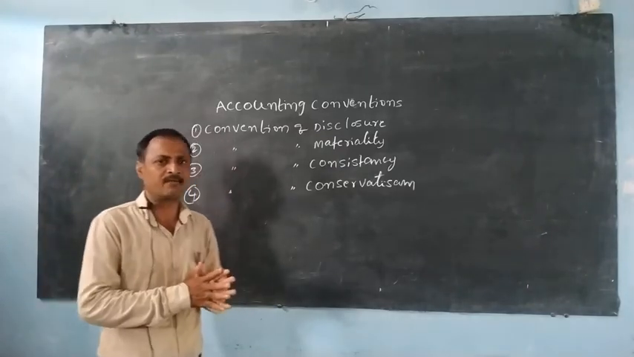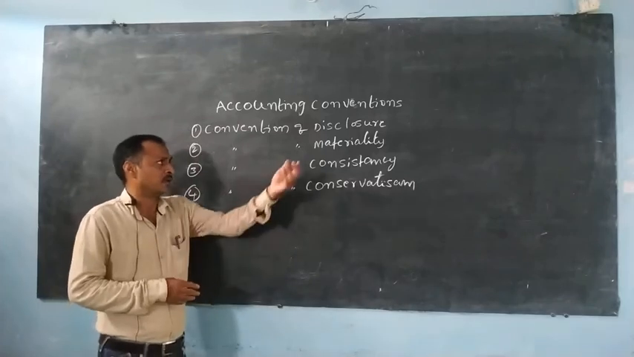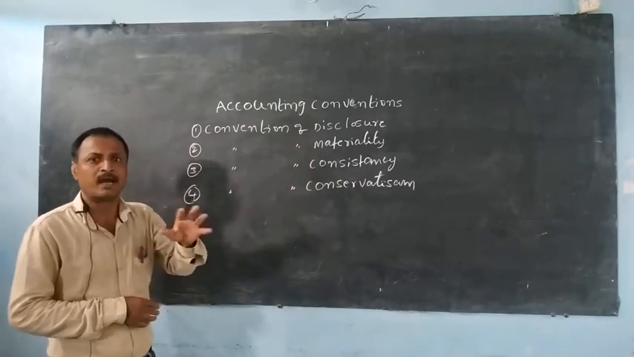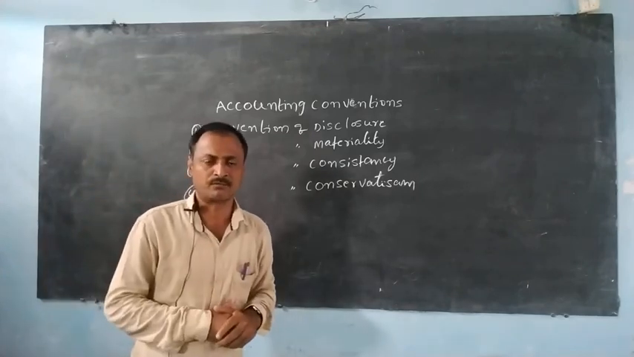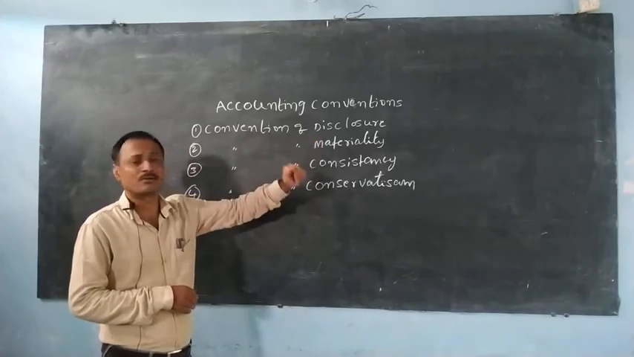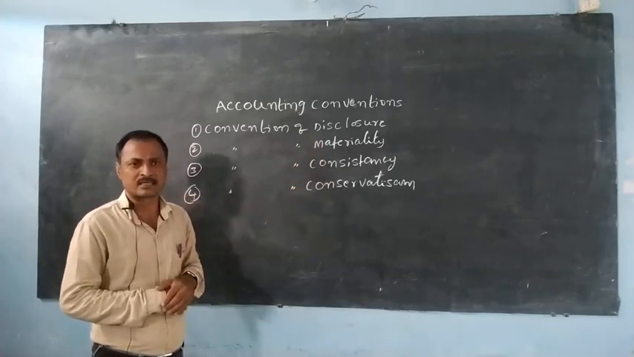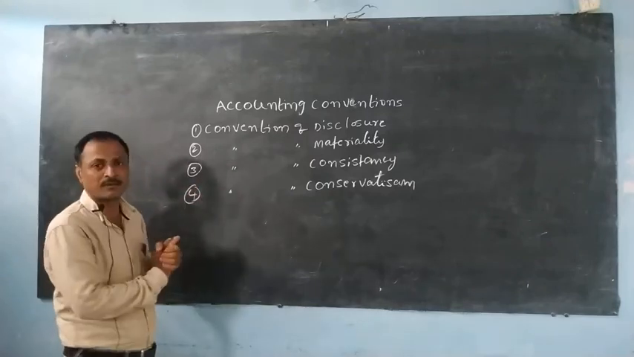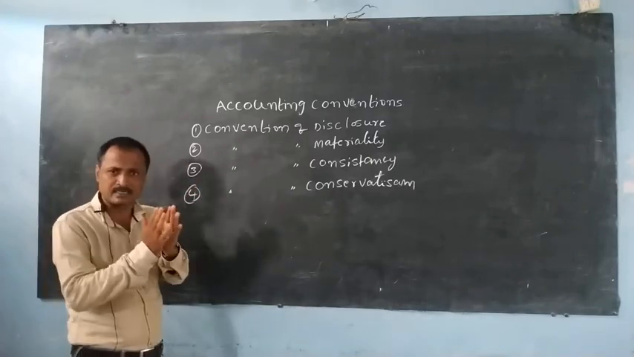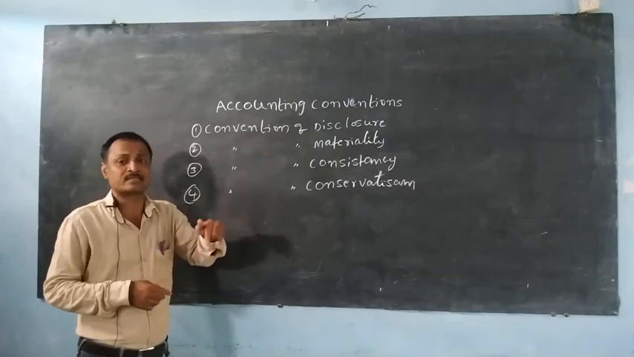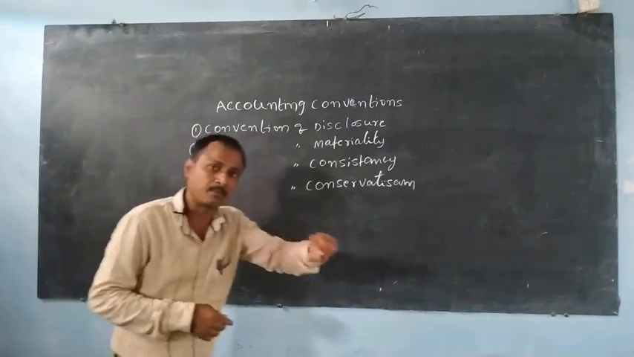For CEC level in intermediate first year, out of the four, any one of the types can be asked for a 2 marks question, a very short question. It may be disclosure, or materiality, or consistency, or conservatism. So now we discuss them one by one very clearly. These are very important.